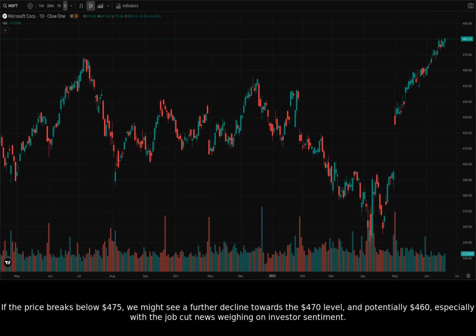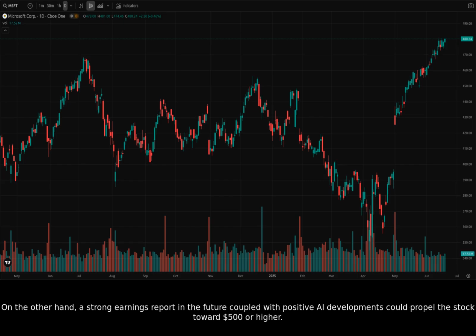If the price breaks below $475, we might see a further decline towards the $470 level and potentially $460, especially with the job cut news weighing on investor sentiment. On the other hand, a strong earnings report in the future coupled with positive AI developments could propel the stock toward $500 or higher.